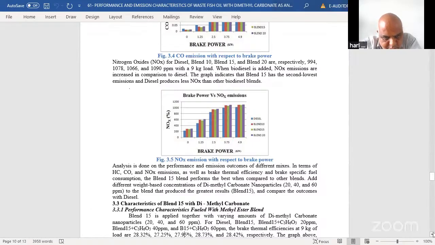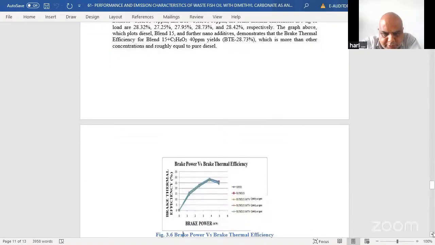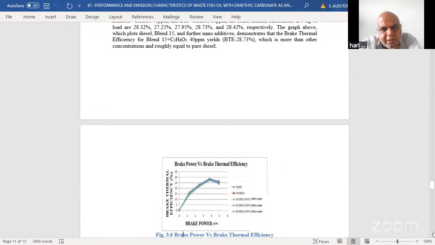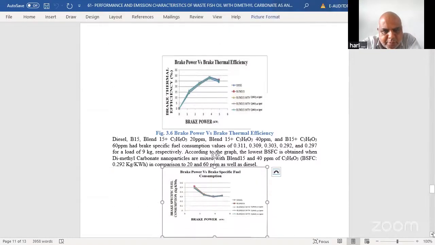Okay. Next one is the performance characteristics of the biodiesel with blends. We have taken the B15 blend with dimethyl carbonate. Why we have considered dimethyl carbonate is that a drop in efficiency happens with biodiesel. So in order to improve that efficiency, we added dimethyl carbonate in certain percentages. That is 20 ppm, 40 ppm, and 60 ppm of oxygenate compound.